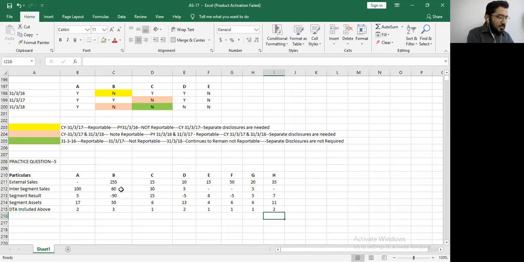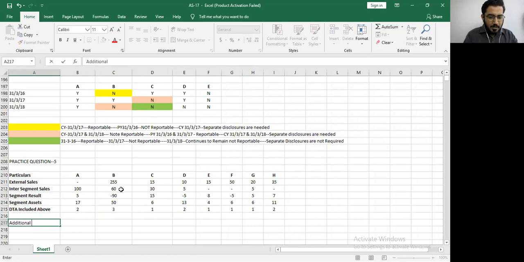Okay, after this you have some additional information given as well. Let's understand that also. Additional information. I'm writing that for you. I would recommend you also write the question so that you're not confused later on while revising, because this question is your last day revision question. It is a very important question. It covers all the concepts of accounting standard 17. Let's proceed.